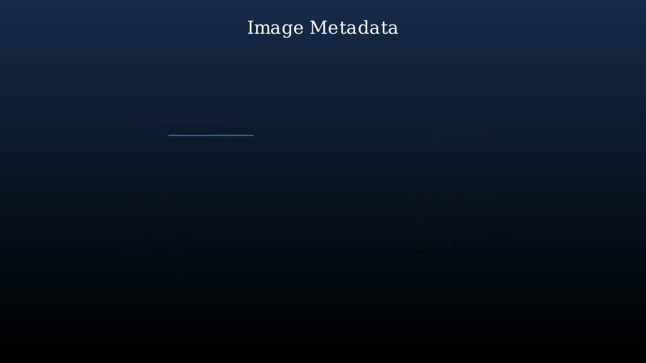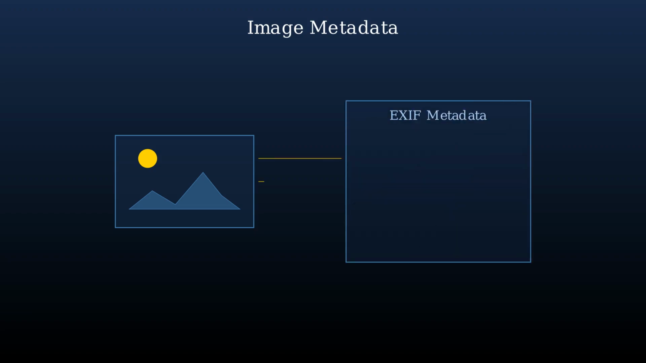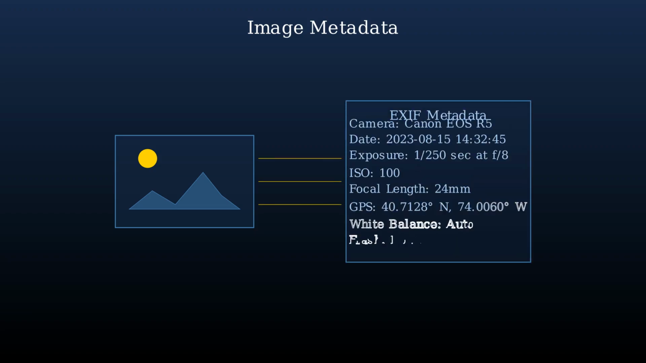Along with the image itself, cameras also store metadata, which provides valuable information about how and when the photo was taken. This metadata, often called EXIF data, includes camera settings, date and time, GPS coordinates, and many other details.